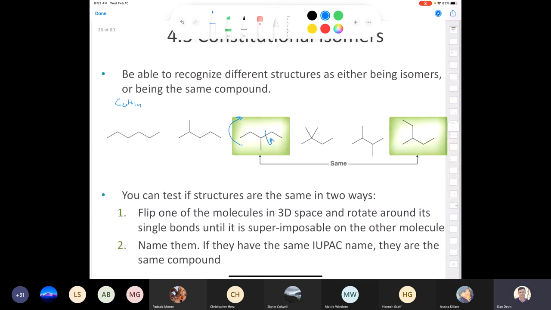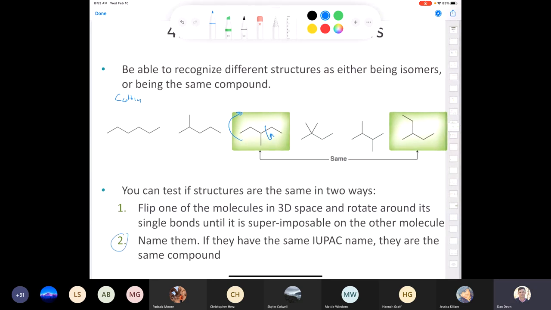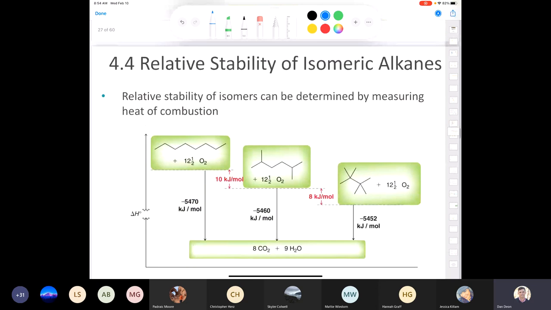The other option, and I only use this when I've got no other option, if you're really stuck, caught between a rock and a hard place, you can just name them. And you see that here you'd have 1, 2, 3, 4, 5, so this would be 3-methylpentane. And here you have 1, 2, 3, 4, 5, and so this would be the exact same name. This is also 3-methylpentane. If they have the same name, they're the same compound. Now, again, I don't like to use that rule a whole lot unless I really need to.